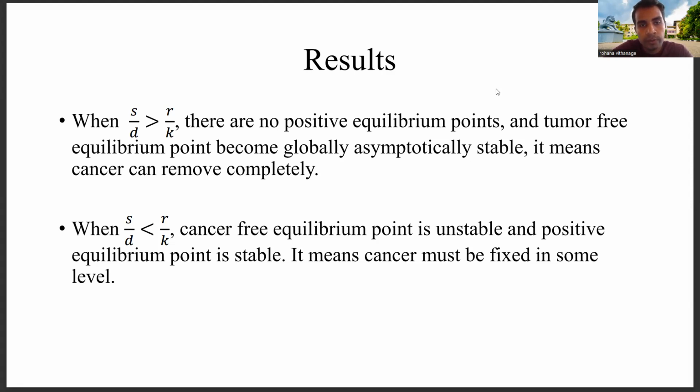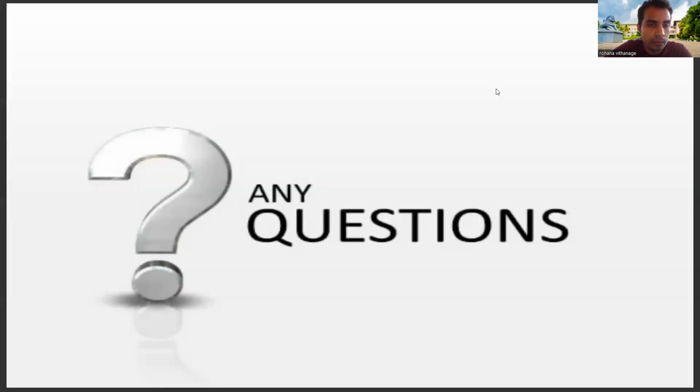Okay, so here we can see how we can find a treatment method by using this ordinary differential equation. It means we need to increase the supply rate of these immune cells to be greater than the growth rate of the tumor. Do you have any questions you can ask me?